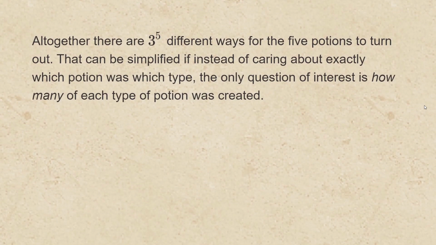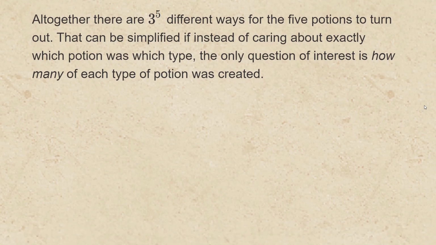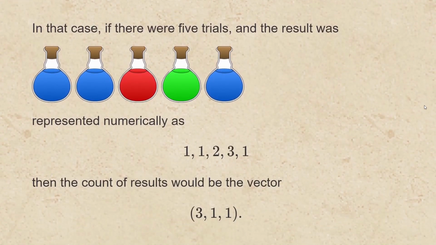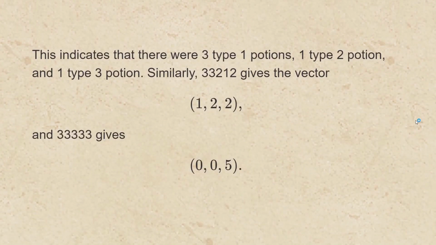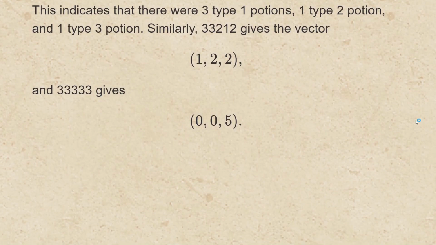Altogether, there are 3 to the 5th power different ways for the 5 potions to turn out. That can be simplified if, instead of caring about exactly which potion was which type, the only question of interest is how many of each type of potion was created. In that case, if there were 5 trials and the result was 1, 1, 2, 3, 1, then the count of results would be the vector 3, 1, 1. This indicates that there were 3 type 1 potions, 1 type 2 potion, and 1 type 3 potion.